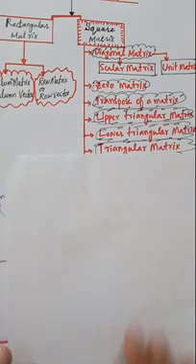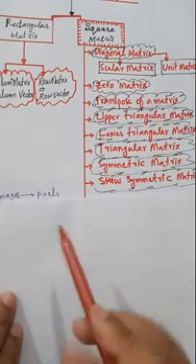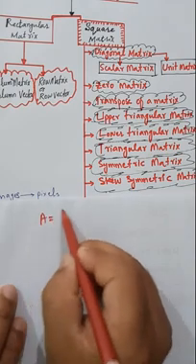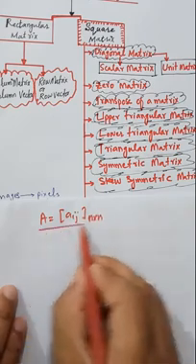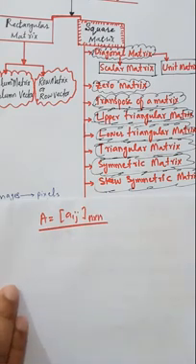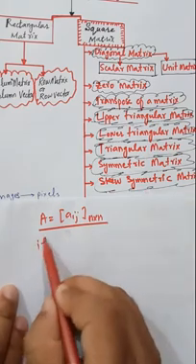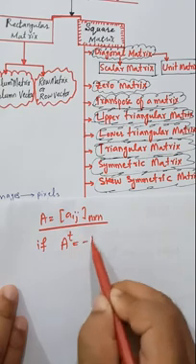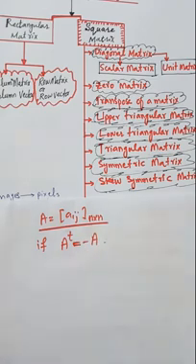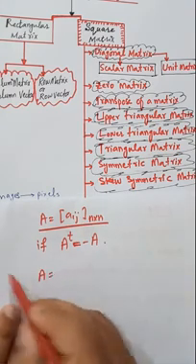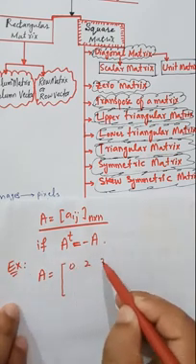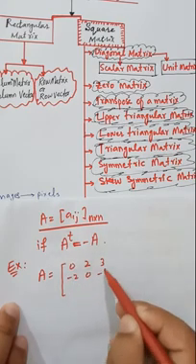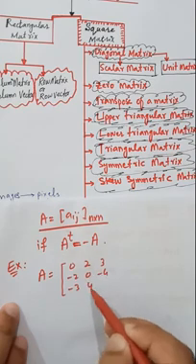Now skew symmetric matrix, the last definition: a matrix Aij, let's say of order n, is said to be a skew symmetric matrix if A transpose is equal to negative A. For example, I am considering an example: A equal to 0, 2, 3, minus 2, 0, minus 4, minus 3, 4, 0.